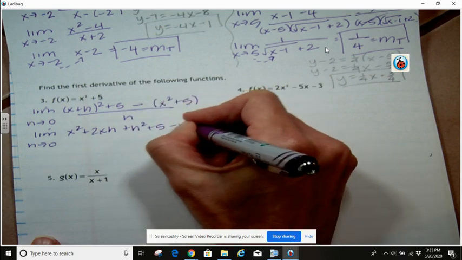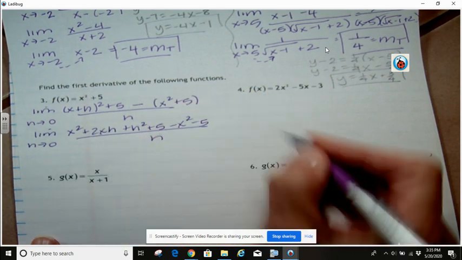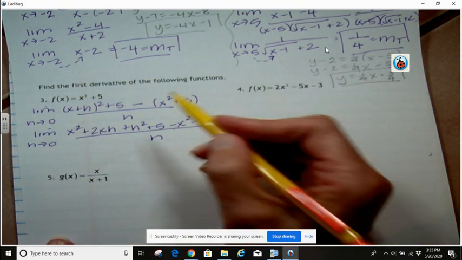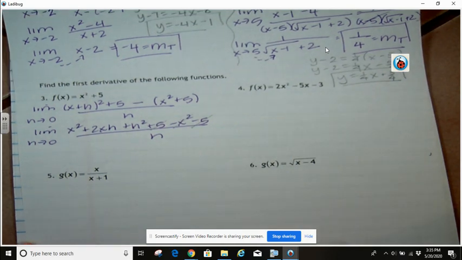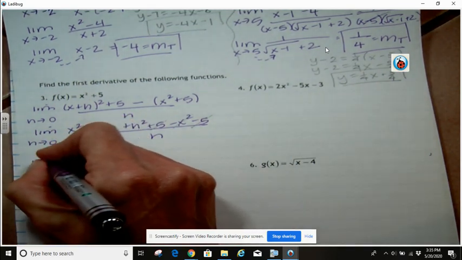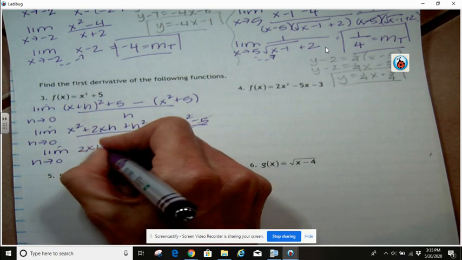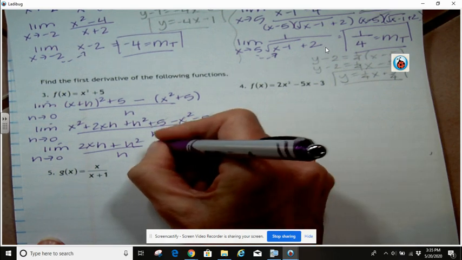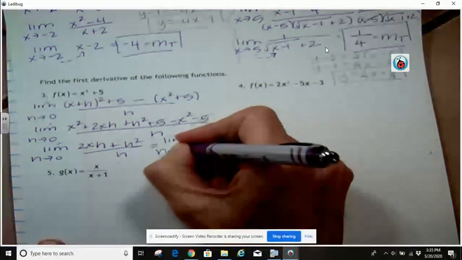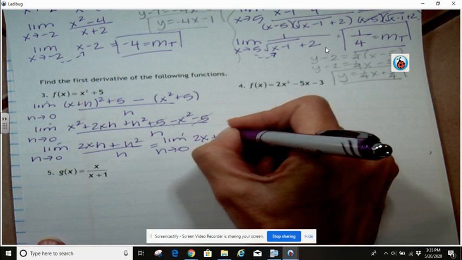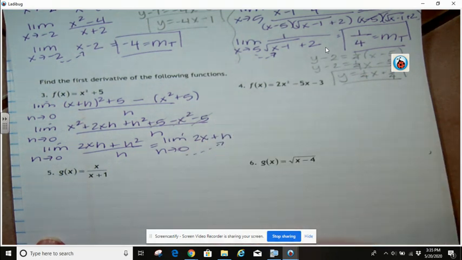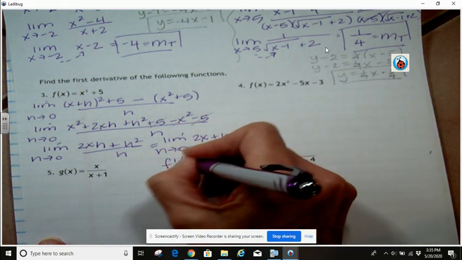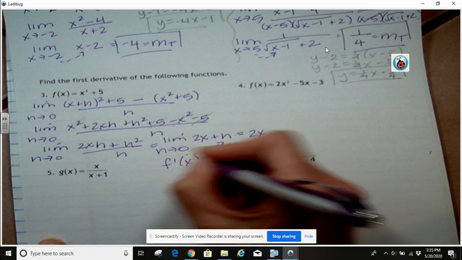Distribute this subtraction sign. Everything that doesn't have an h should get crossed out, and you can see that does happen. So I have the limit as h goes to 0 of 2xh plus h squared all over h. Now everything's got an h in it, so we've got the limit as h approaches 0 of 2x plus h. Then we can do direct substitution, and we get 2x. So the derivative of this function is 2x.